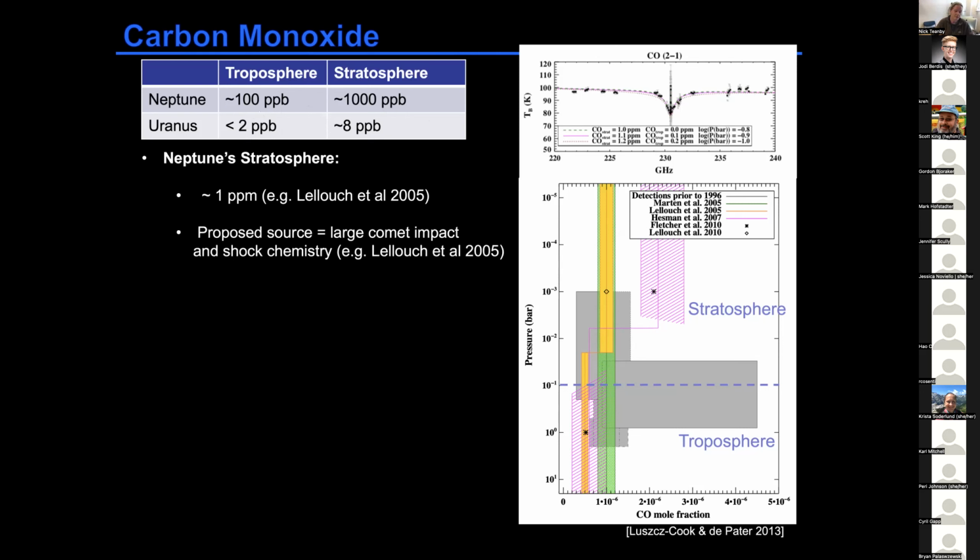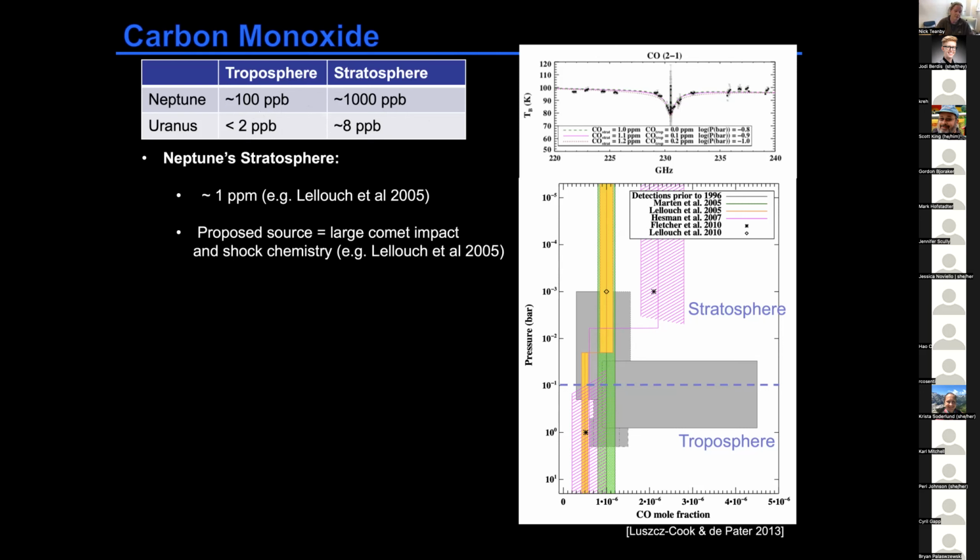So for the stratosphere, this proposed source is just a large comet impact combined with shock chemistry. So what can happen on Neptune, because there's methane actually to quite high altitude in Neptune's atmosphere. If you get a comet entering the atmosphere, it's a very energetic process. There's a lot of heat created.